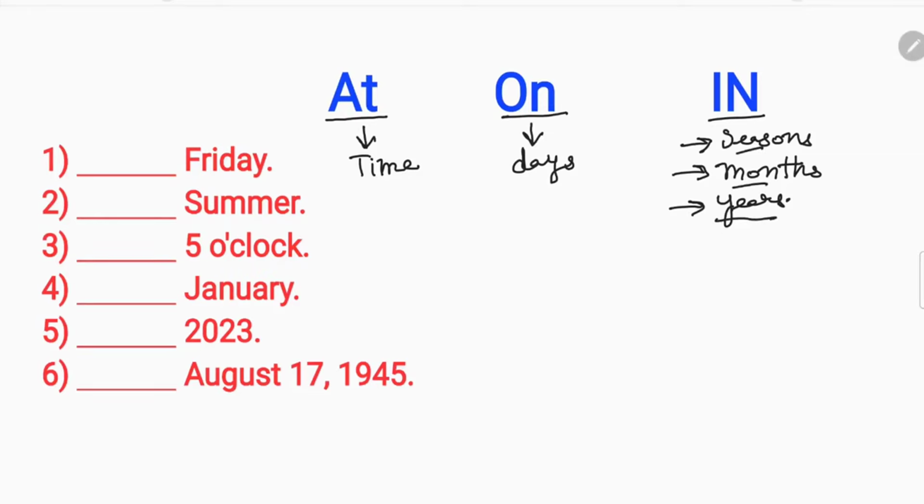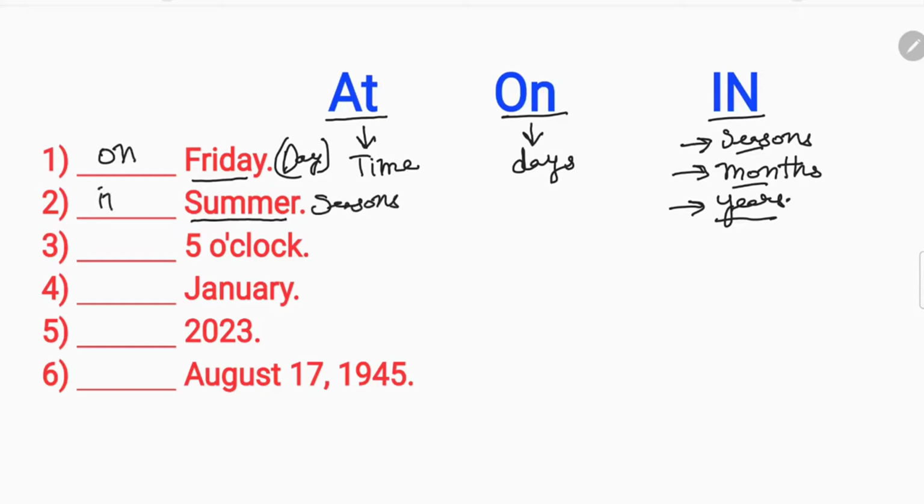Let me explain you more with examples. So our first example is dash Friday. So here Friday's day. So we use on with days. So on Friday. Okay. Our second is summer. Summer is season. So with seasons we use in.